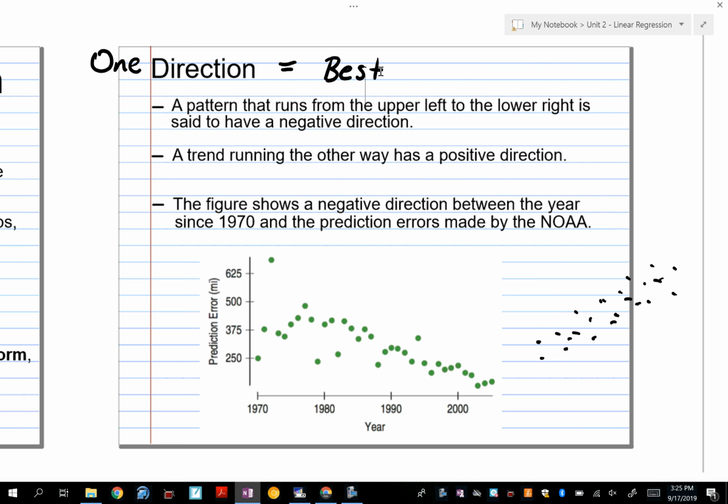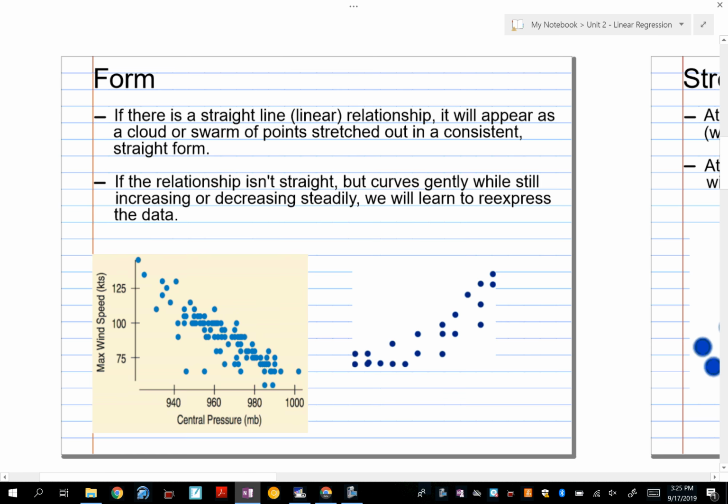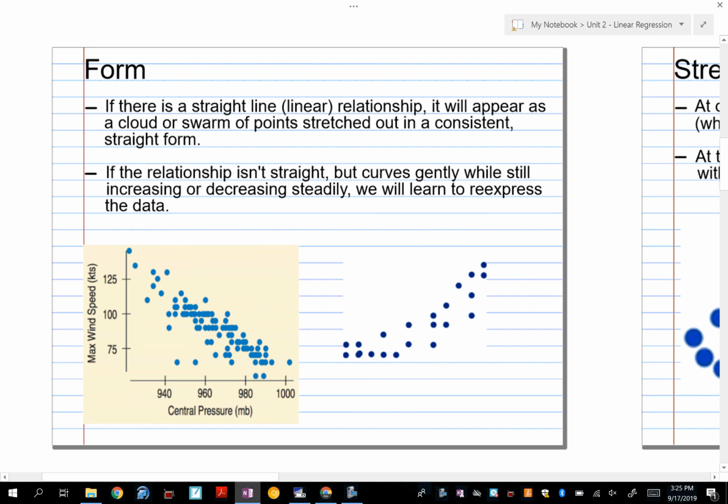Everybody good on direction? Okay. Let's go to form. There are a couple different options you have for form, but really the main ones I want you guys to think about are linear or not linear. This unit is about linear regression. So hopefully, when we do a problem, we think that the scatter plot looks linear. Because if it doesn't, are we going to do linear regression? No. I'm telling you that right now.